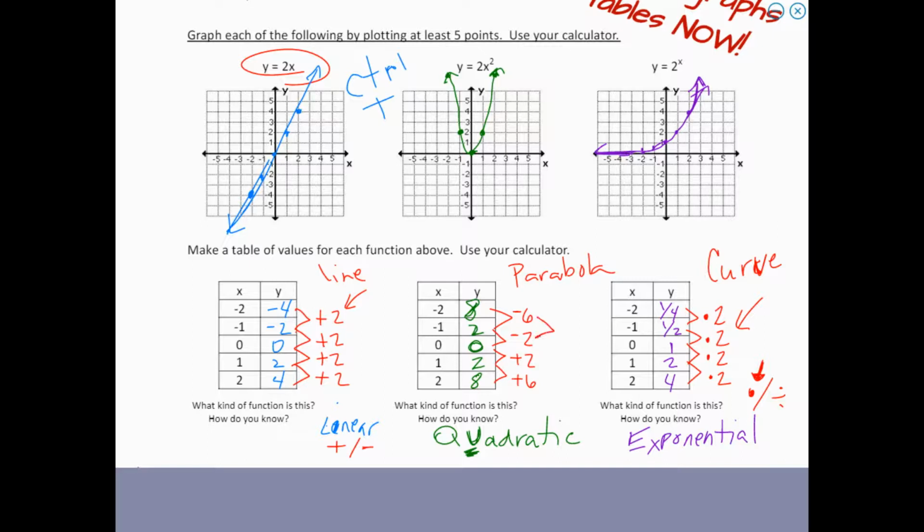But if I go to what is called the second difference, from -6 to -2, what do I do? +4. Add 4 plus 4. So -2 to +2? +4. And 2 to 6? +4.